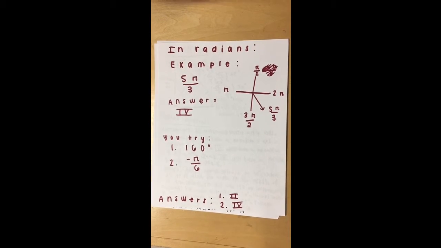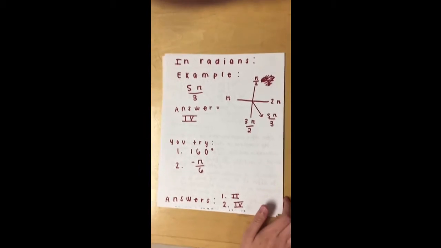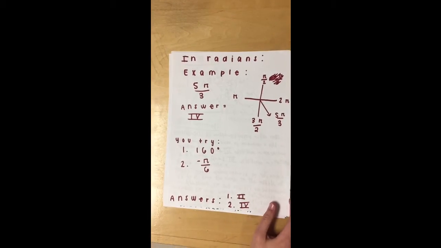And here are the answers. For number 1, 160 degrees, it is quadrant 2, and for number 2, it would be quadrant 4.